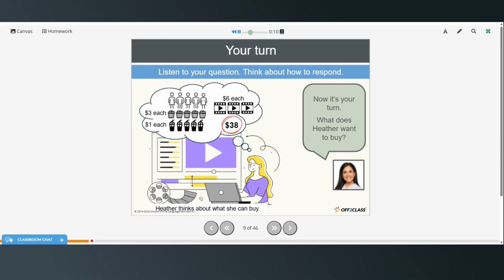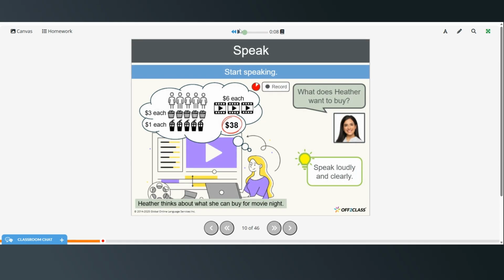Leela talked about how many people will go to movie night. Now it's your turn. In a moment, the teacher will ask you what Heather wants to buy. Think about it. Now it is your turn. What does Heather want to buy?